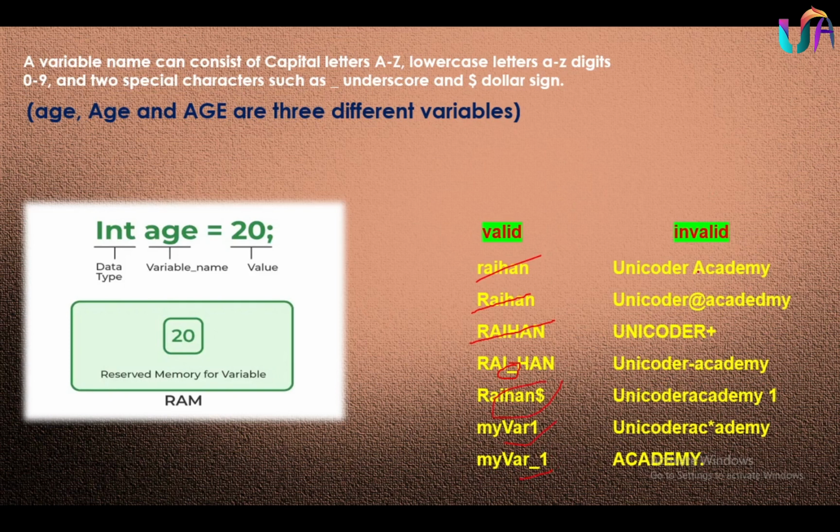But for invalid variables, you look, there is a space, this is invalid, and there is another character we cannot take. This is another sign that is not allowed in Java, and this is a hyphen, which is not allowed. This is another operator we cannot use, and this is another operator we cannot use.